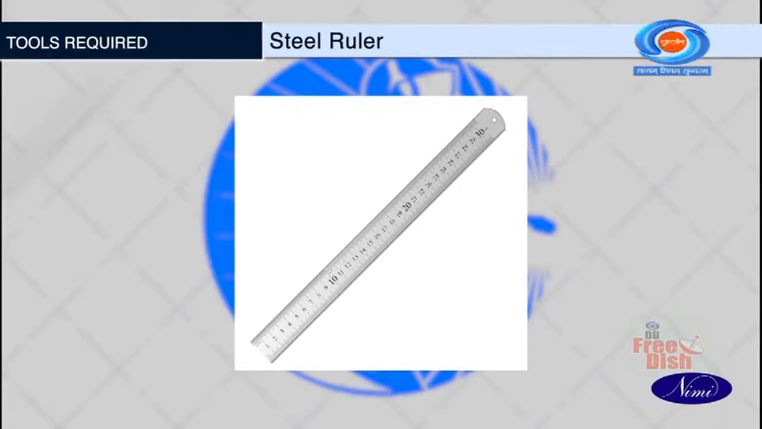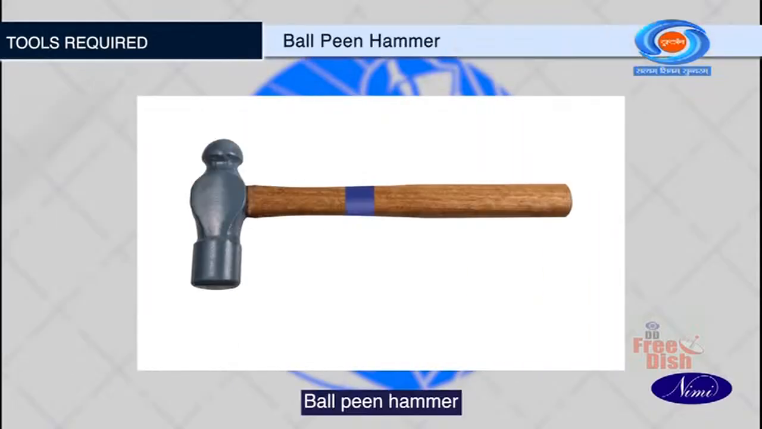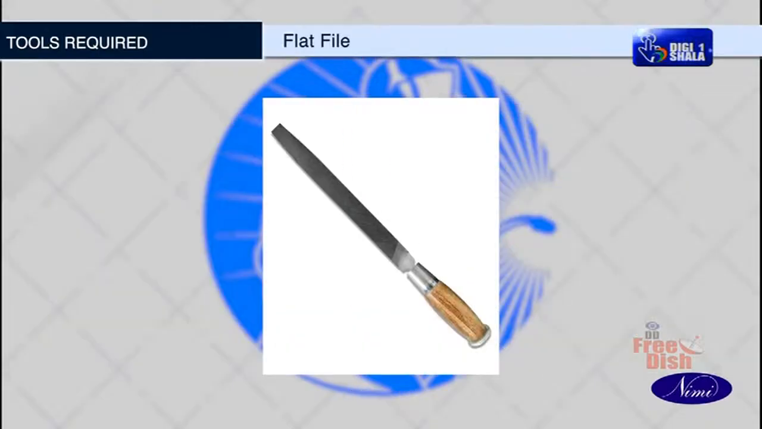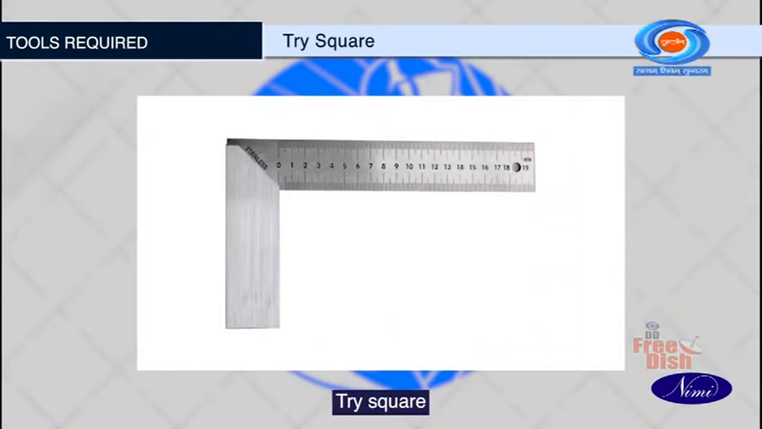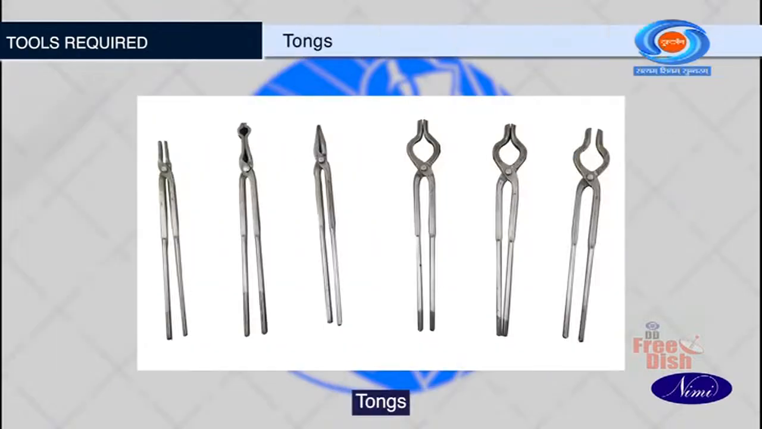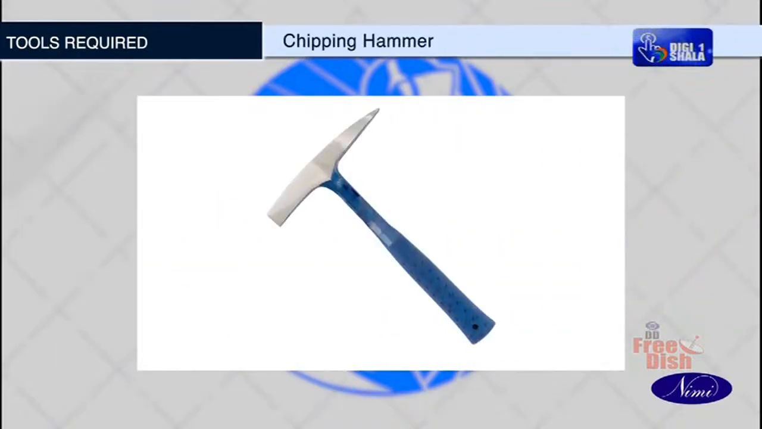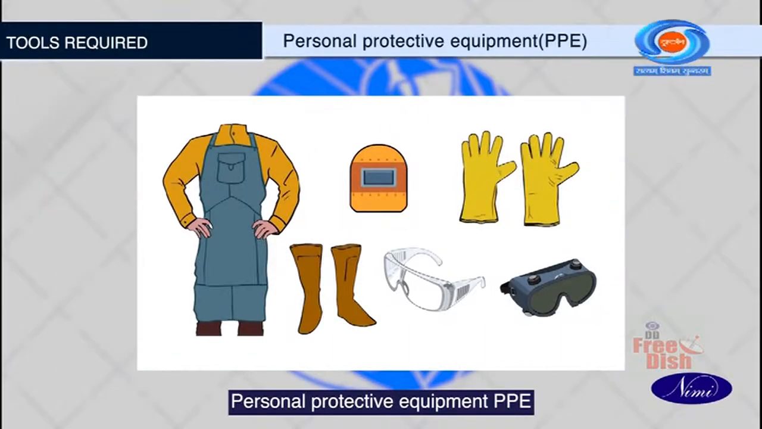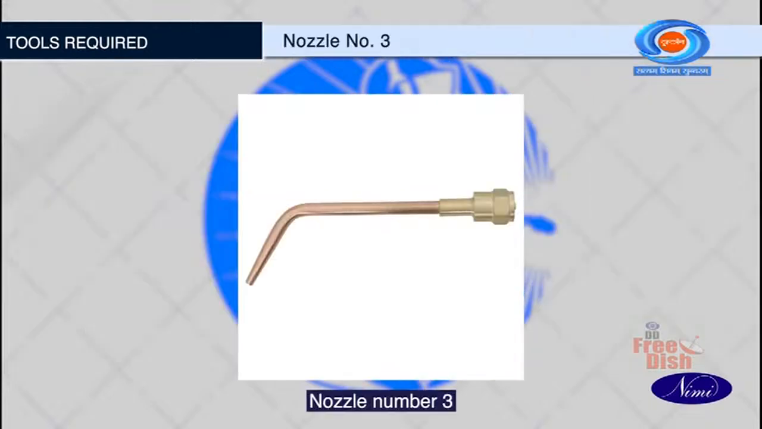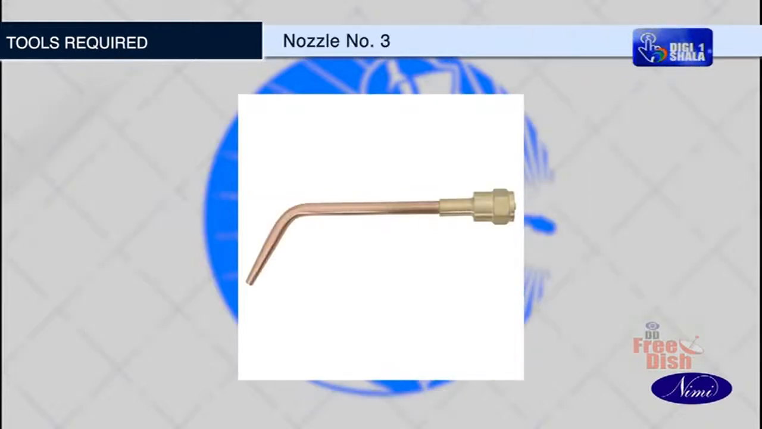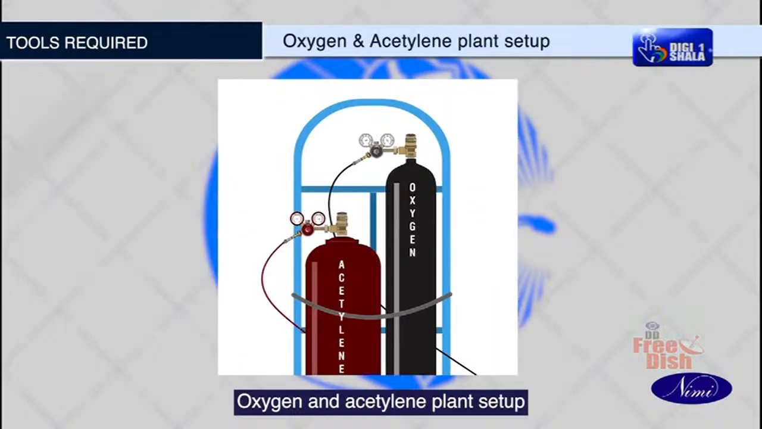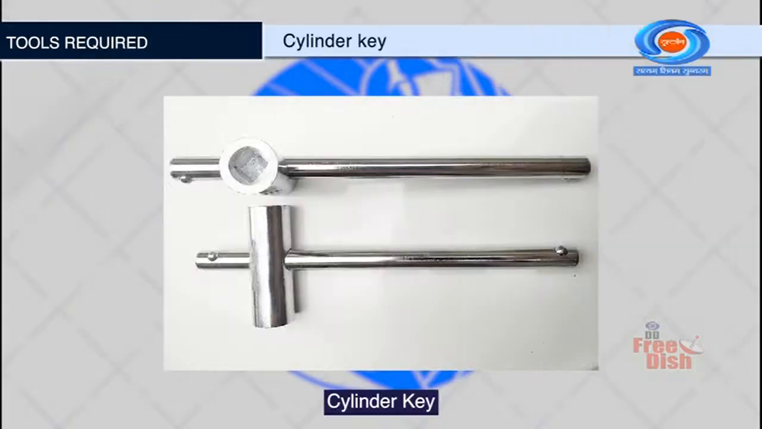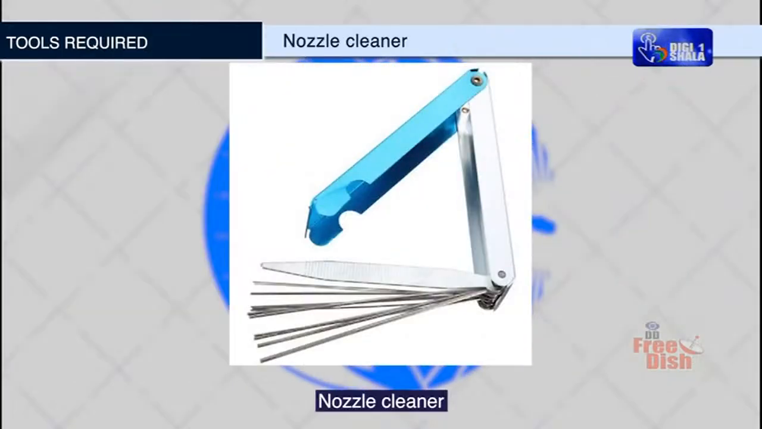Steel ruler, scriber, ball peen hammer, hacksaw, flat file, bench vise, tri-square, tongs, chipping hammer, steel wire brush, personal protective equipment PPE, nozzle number 3, oxygen and acetylene plant setup, welding torch, spark lighter, cylinder key, nozzle cleaner.